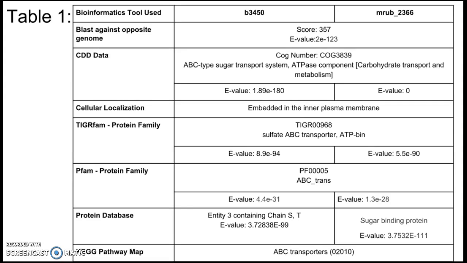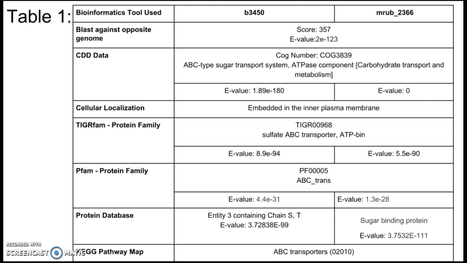The last piece of evidence is that these two genes have the same cellular localization. The cellular localization is identified as being embedded in the inner plasma membrane, which is supported through TMHMM, SignalP, LipoP, PSORTb, and Phobius, which we've talked about before, about all of the different methods that we use to support this.